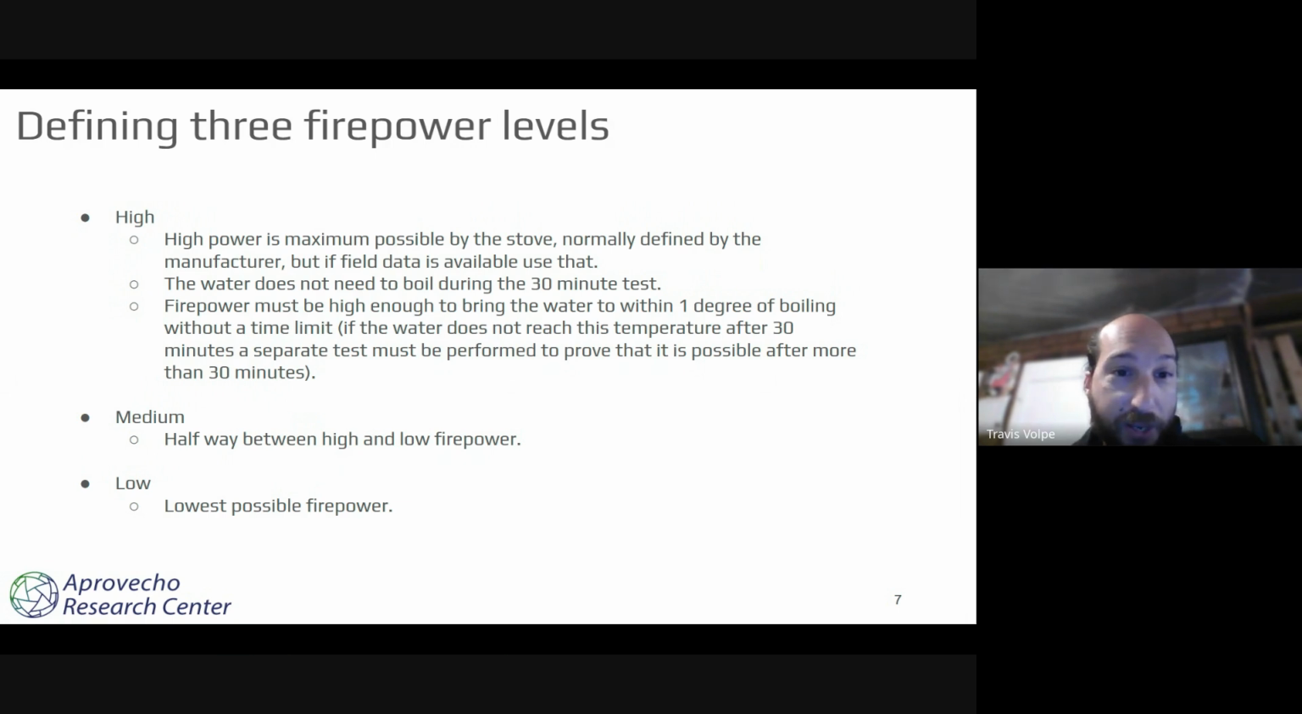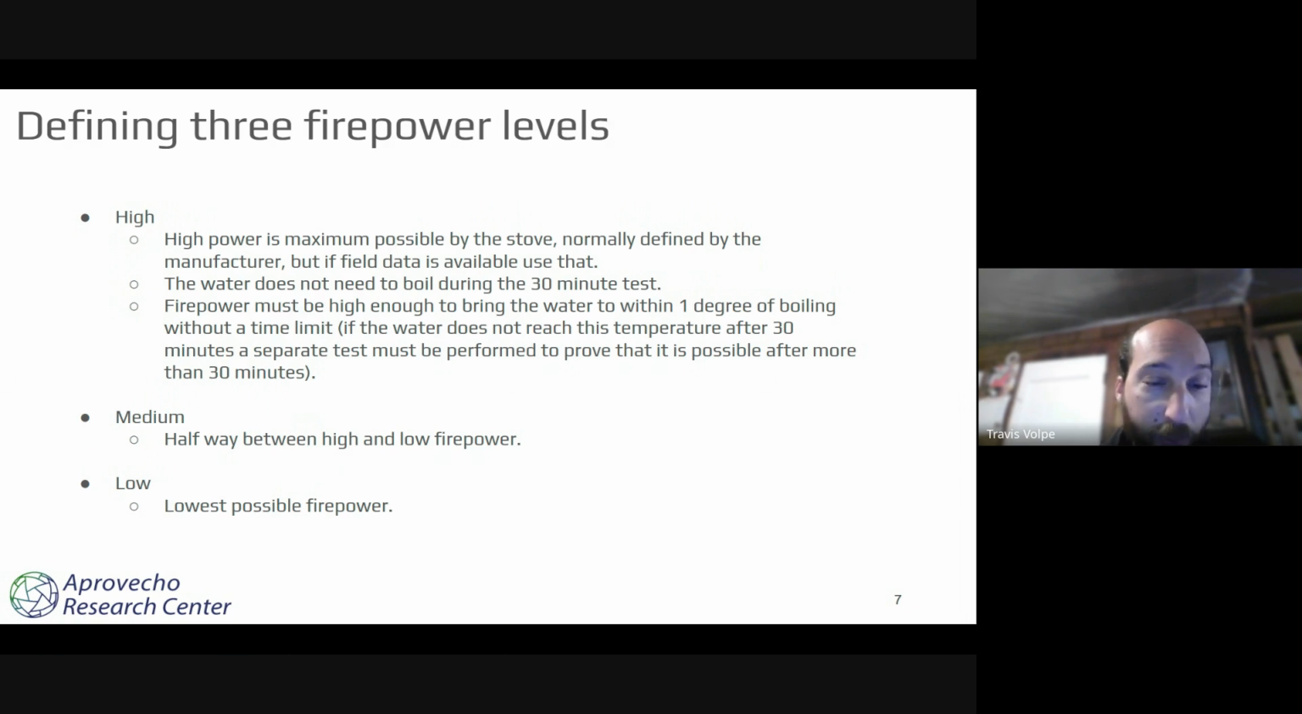The water does not necessarily need to boil during the 30-minute test period, although the stove does need to show that it can boil water at some time period at its high power, even if it doesn't do that during the 30-minute test period. Firepower must be high enough to bring the water to within 1 degree of boiling without a time limit, again. So if it does not reach this temperature after 30 minutes, a separate test can be performed to prove that it is possible to boil water.